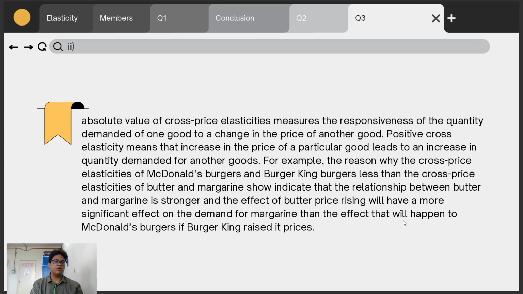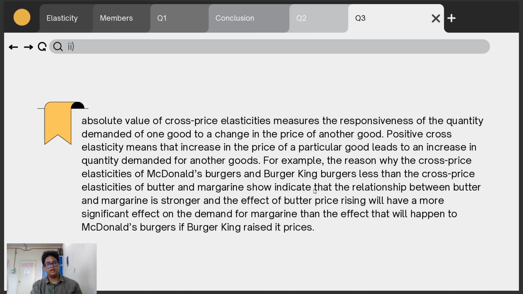Secondly, I will talk about question number 2. The absolute value of cross price elasticity measures the responsiveness of the quantity demanded of one good to a change in the price of another good. Positive cross elasticity means the increase in the price of a particular good leads to an increase in quantity demanded for another good. For example, the reason why the cross price elasticity of McDonald's burger and Burger King burger is less than the cross price elasticity of butter and margarine.